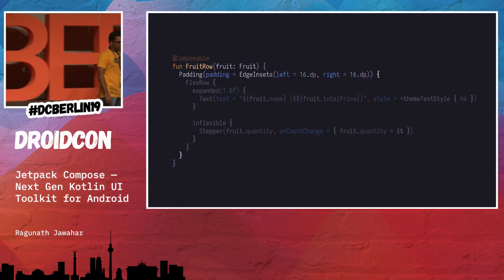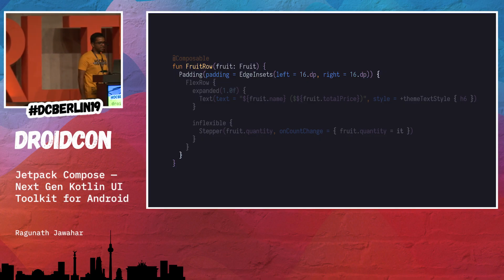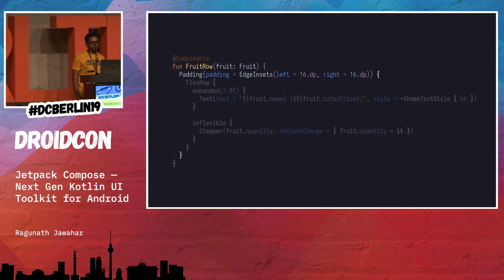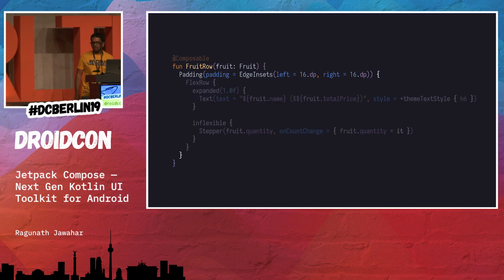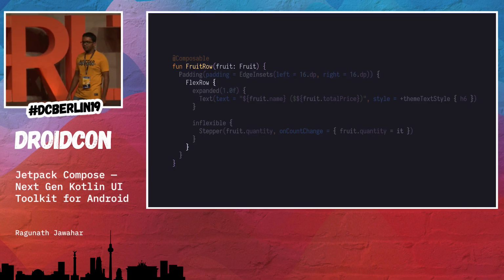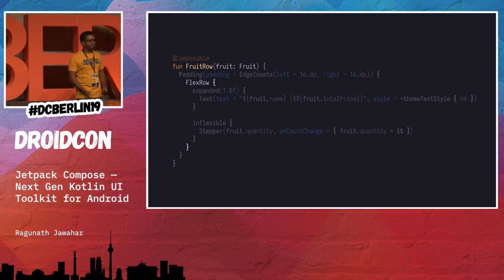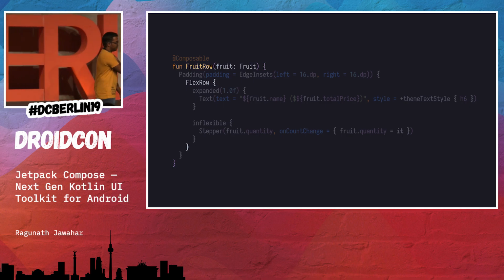And here, for the padding, I'm going to set edge insets. I'm going to say, hey, on the left, I need 16 dps of padding, and on the right, I need 16 dps of padding. And followed by that, I'm going to use a flex row, because if you notice the image, we need the text to take all empty space that is available after drawing the stepper on the screen itself.